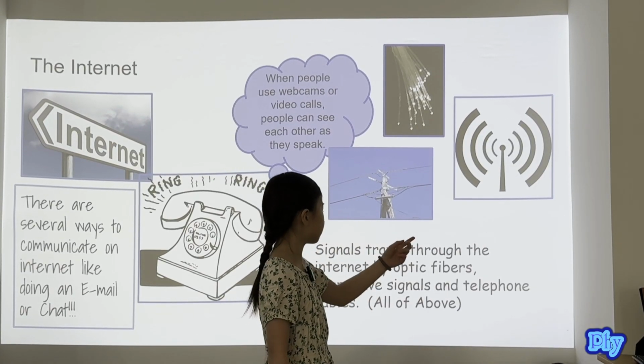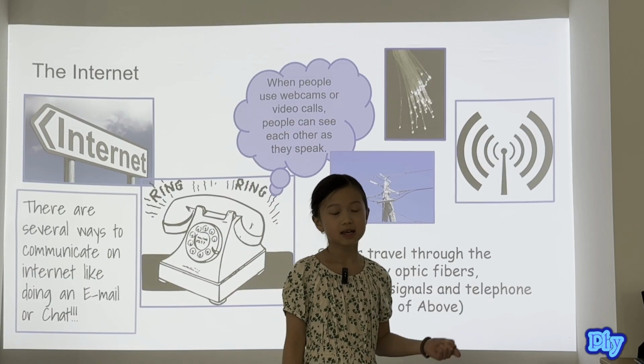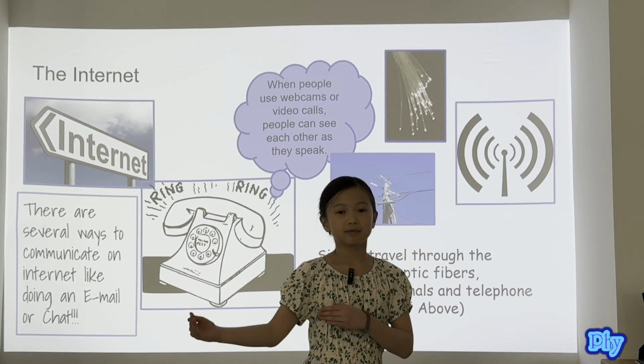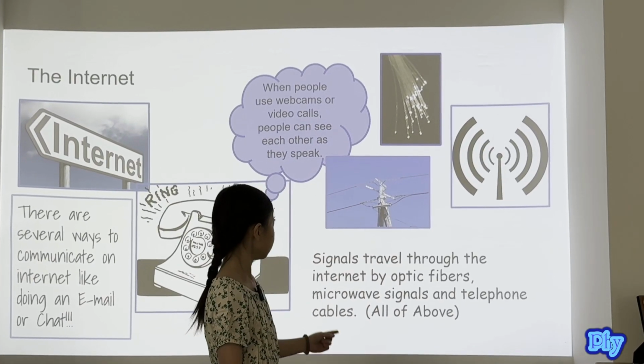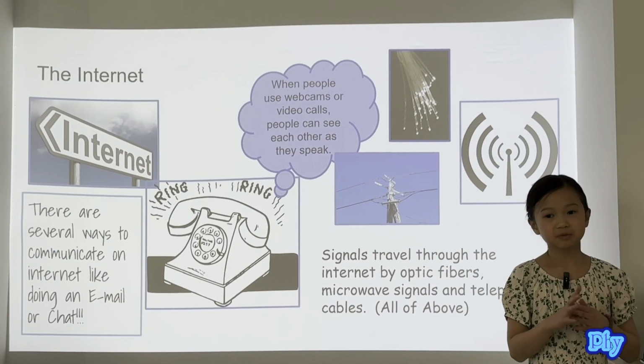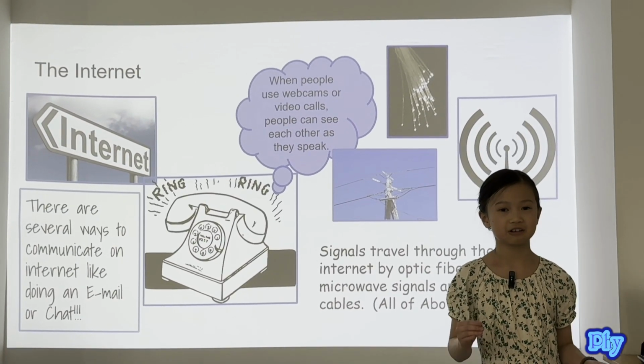We also use radio waves, cables and wires, and optic fibers sometimes to message people and also call other people. And signals will travel through each one in order to get messages and also calls.